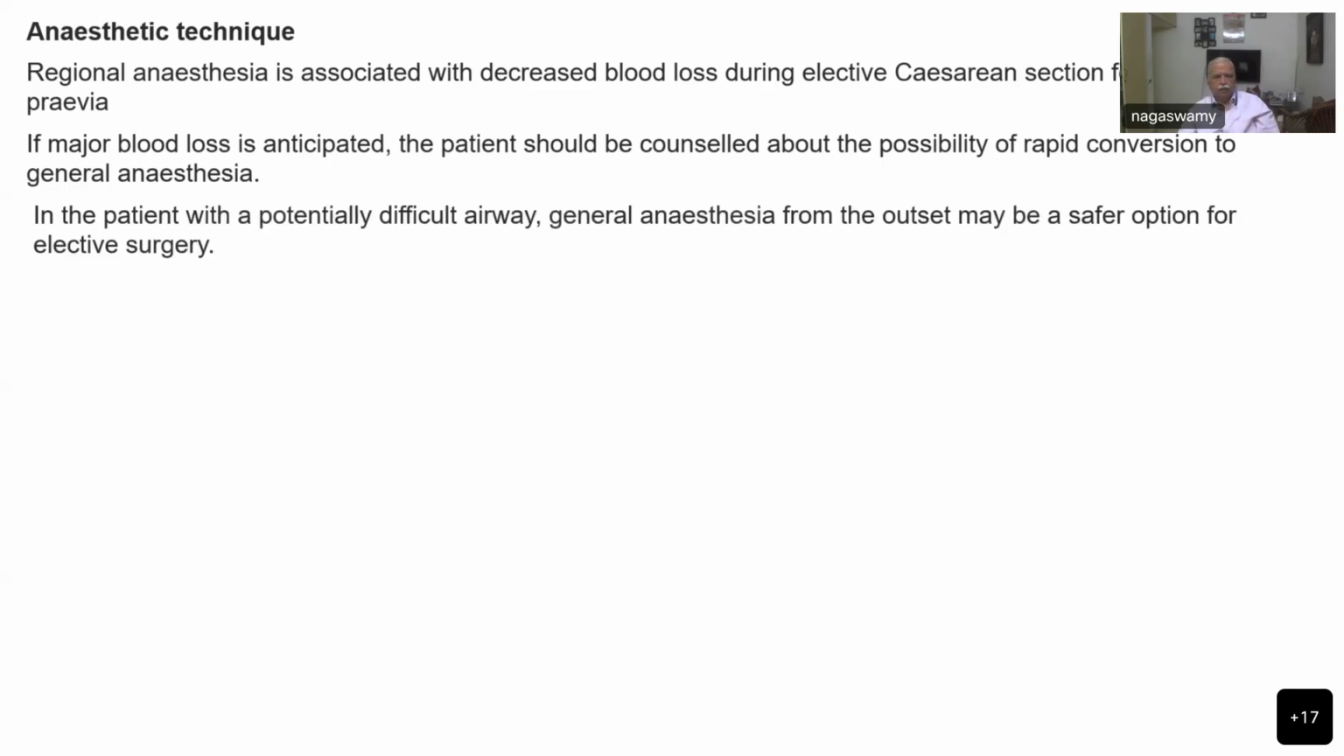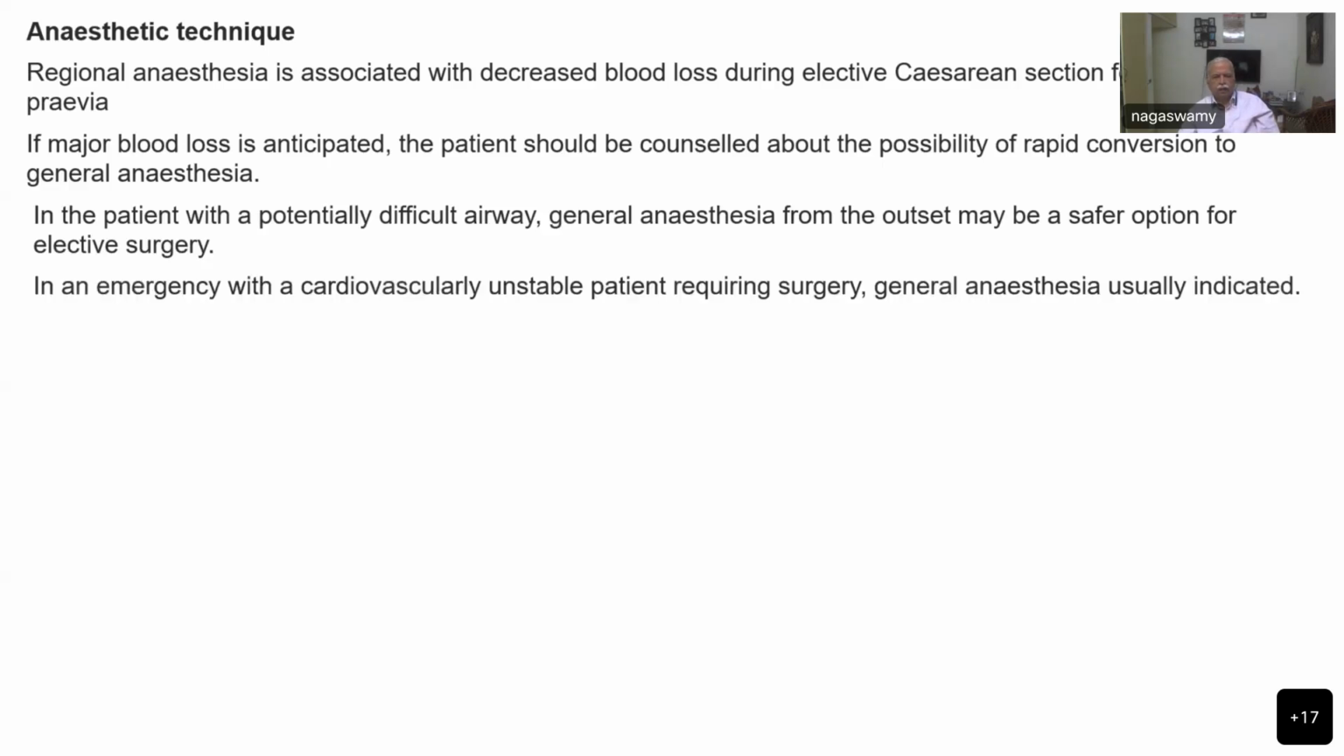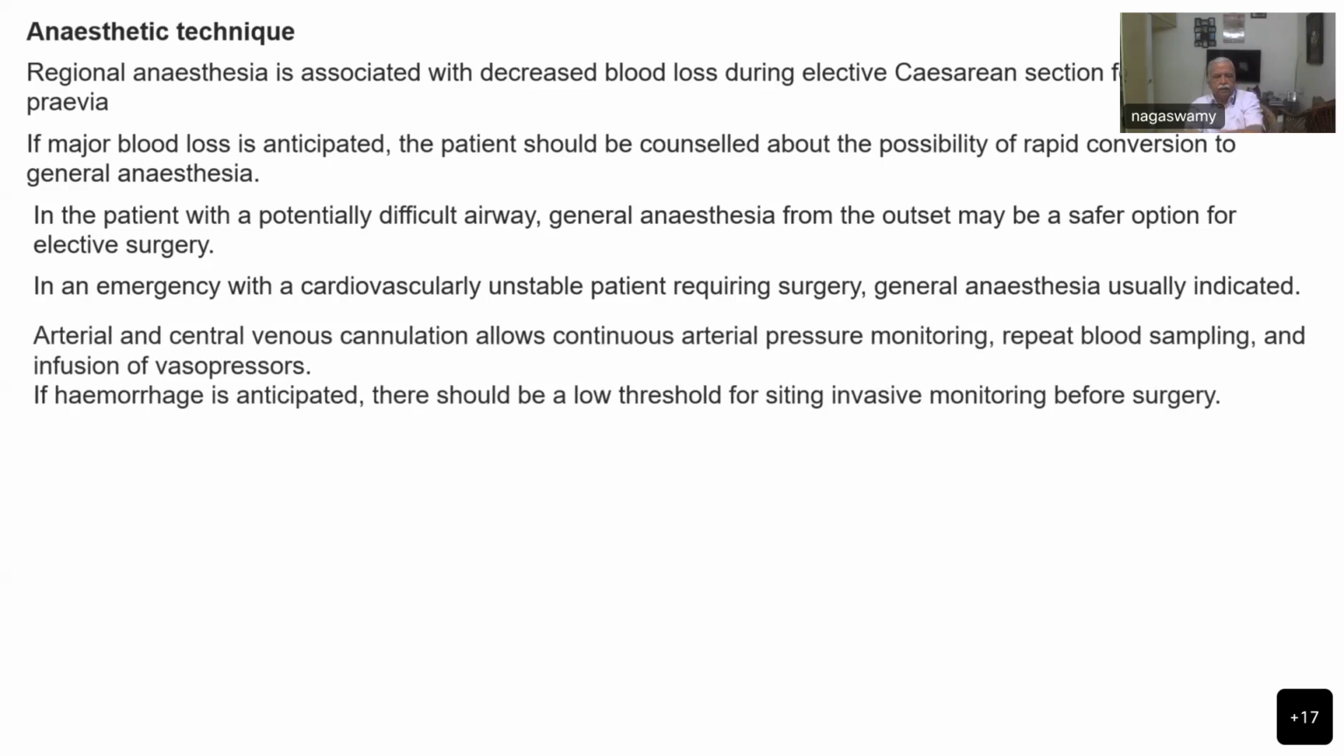And if the patient has a potentially difficult airway, straight away go for a general anesthesia. Do not attempt spinal at all if you anticipate difficult airway. And in an emergency with a cardiovascularly unstable patient, you have to go straight for general anesthesia. So the two indications for GA are potential difficult airway, and second is a patient who is hemodynamically unstable. And in such cases, arterial and central venous cannulations will allow more intense monitoring. So you can do repeat blood sampling for ABG, and you can also infuse vasopressors.